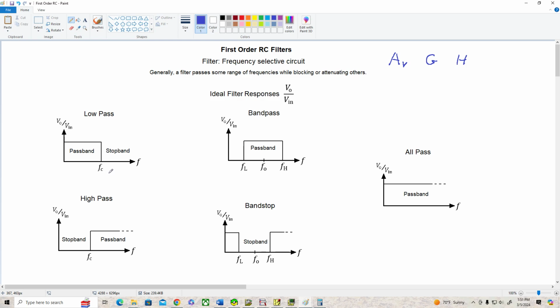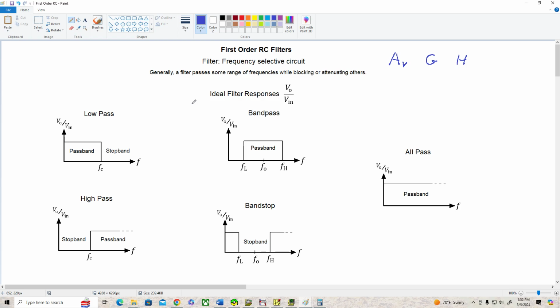In real life, no filter can have this perfect response, so we approximate it by using different orders of filter. The least accurate approximation to a brick wall response is going to be a first order response. If we want to get better and better approximations, we go to higher and higher order filters. Now, what determines the order of a filter?